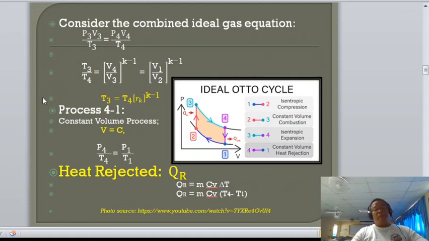Next is process 4 to 1. This process is again a constant volume process, where V is equal to constant. Simply using again the combined ideal gas equation and eliminating the volume at 4 and 1, the remaining parameters are P sub 4 over T sub 4 equals P sub 1 over T sub 1. In this process, 4 to 1, heat is also rejected. The rejected heat can be defined as the mass, the specific heat at constant volume, multiplied by the change in temperature between 4 and 1.